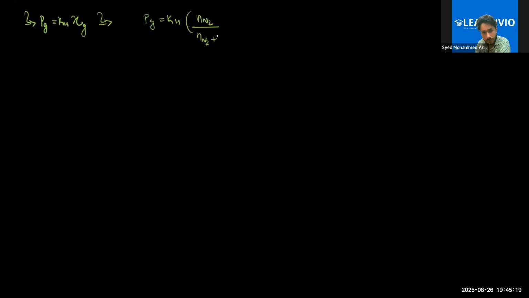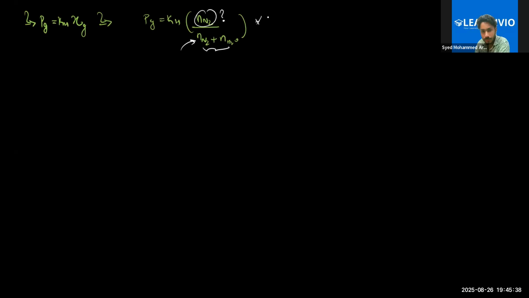See, this formula I need to apply. And I'm going to extend this formula like this: number of moles of N2 divided by number of moles of N2 plus number of moles of H2O. Fine. Now, the thing I need to find is also there in the denominator part, and it is going to be added to the H2O.